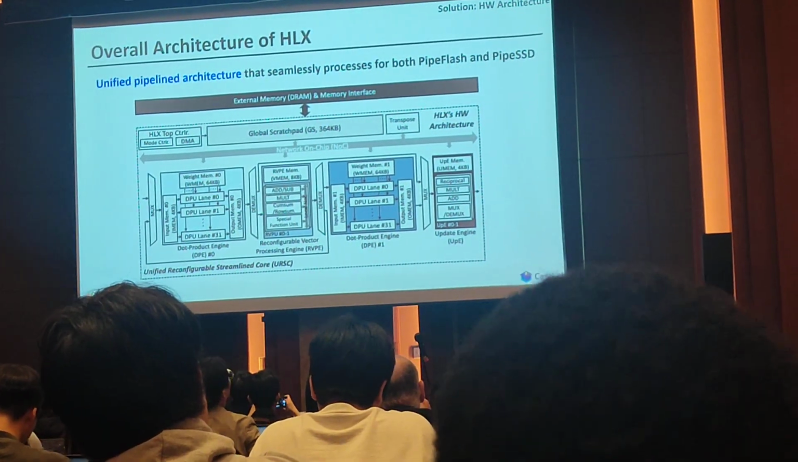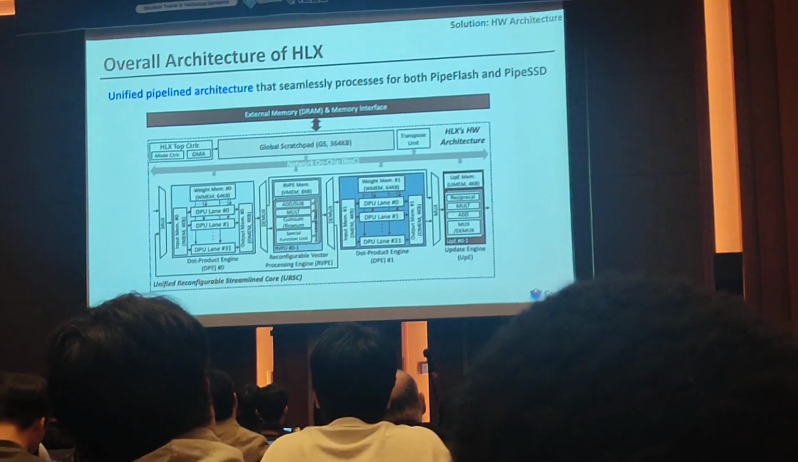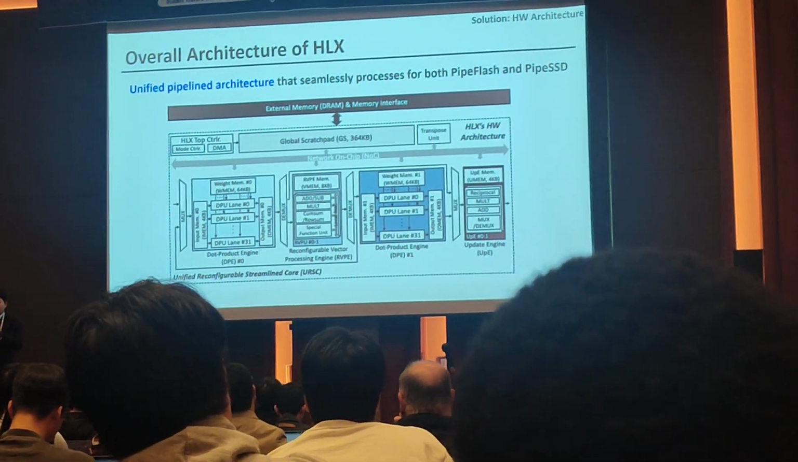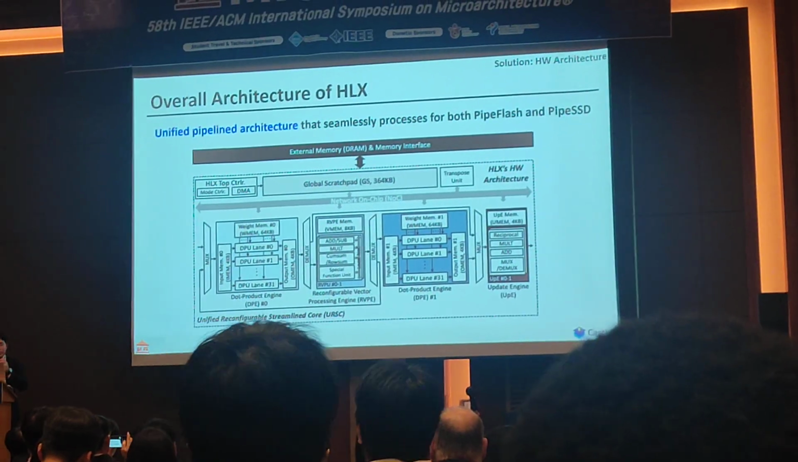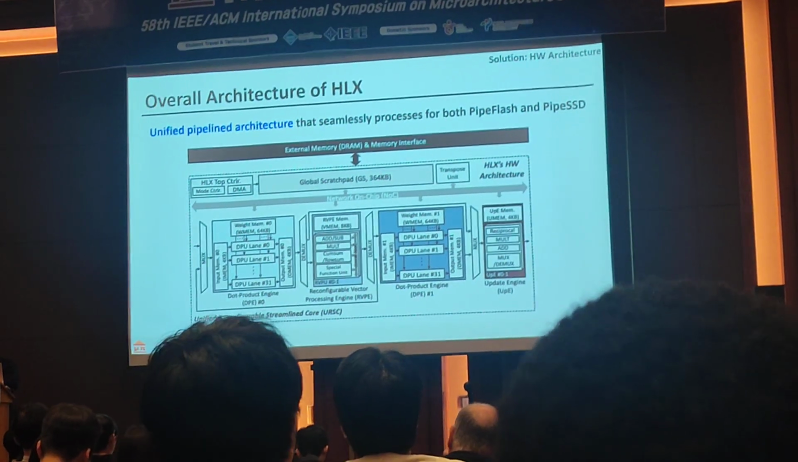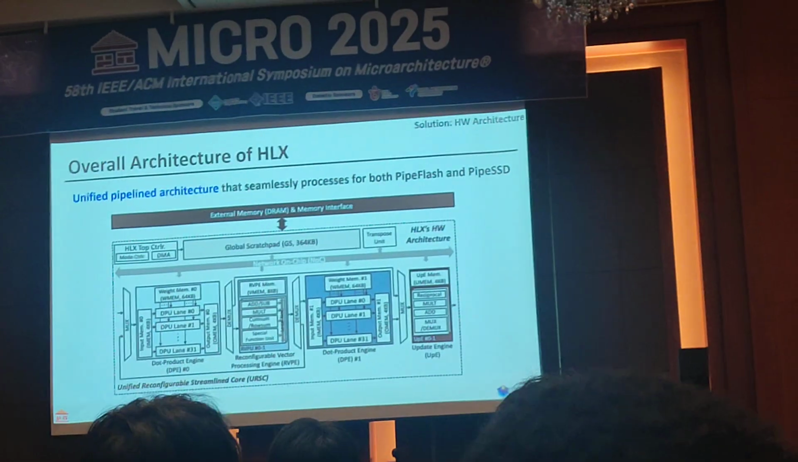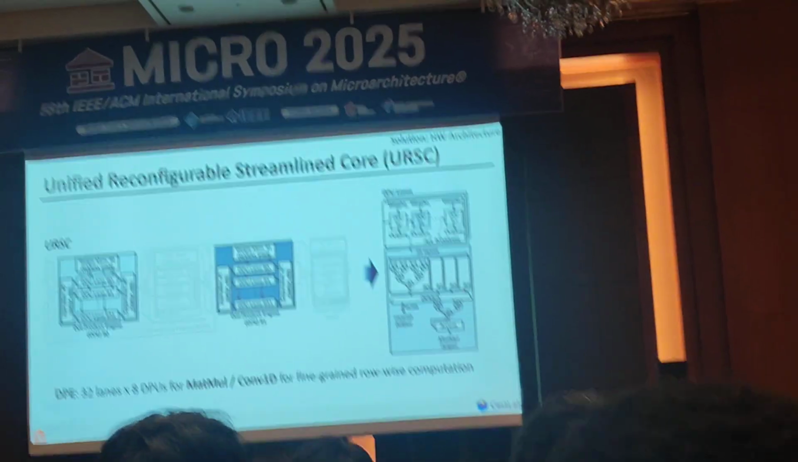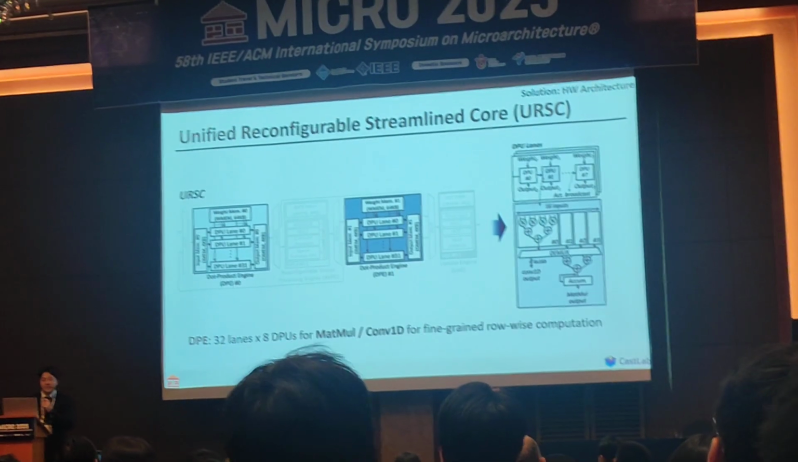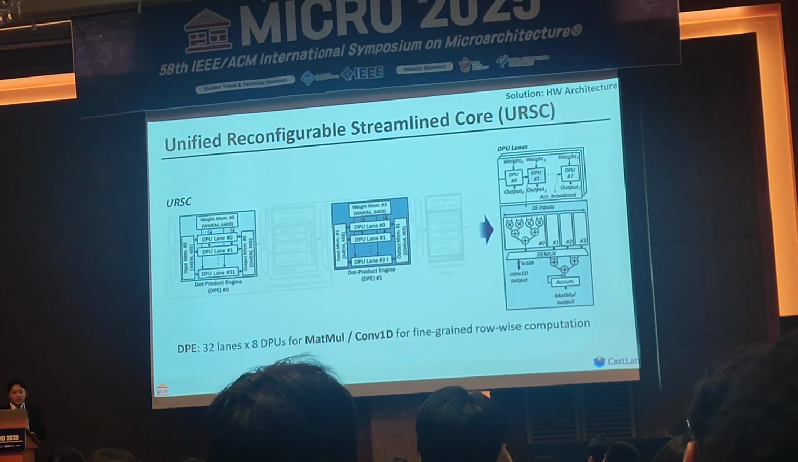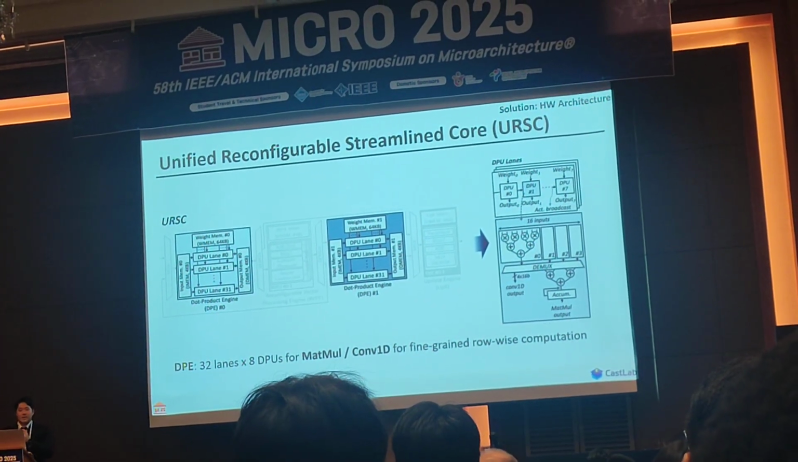So HRX employs a unified pipeline architecture that seamlessly supports both PyFlash and PySSD. The key component is the URC, which integrates three types of processing engines. First, the dot product engine, or DPE, performs the main matrix operations like matmul and 1D convolution using a 32 lane by 8 DPU structure.